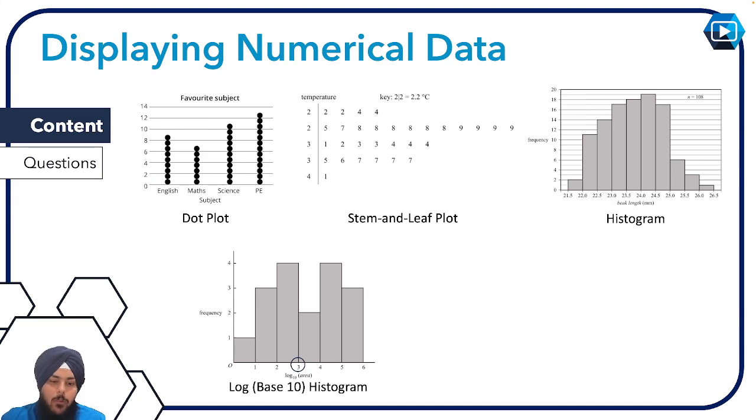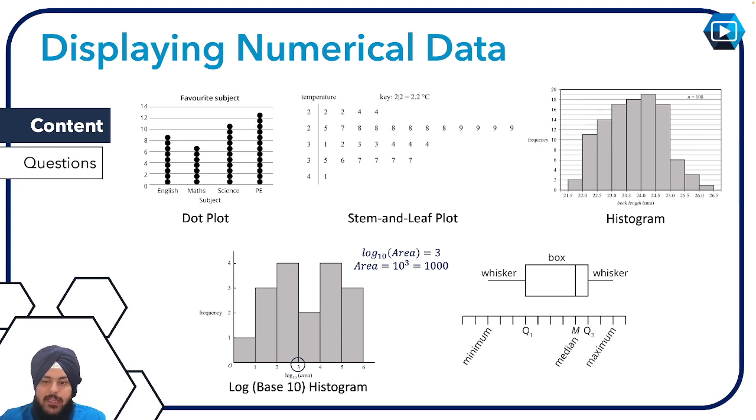So let's have a look at what 3 represents in this log base 10 histogram. What this 3 represents is that the log 10 of the area is equal to 3. So if we want to find what the actual area is, all we need to do is reverse this and we will get 10 to the power of 3, which is equal to 1,000.